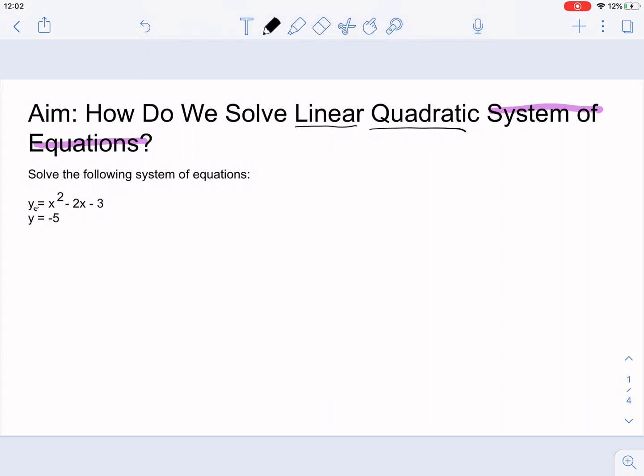So the first problem says to solve the following system of equations. y equals x squared minus 2x minus 3 and y equals negative 5. Take a second to copy down the question.